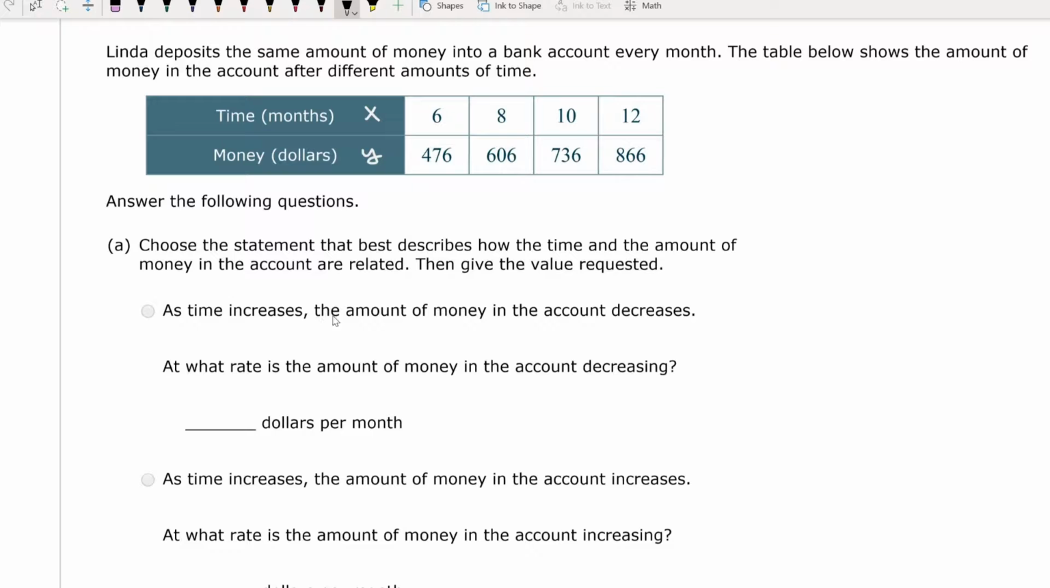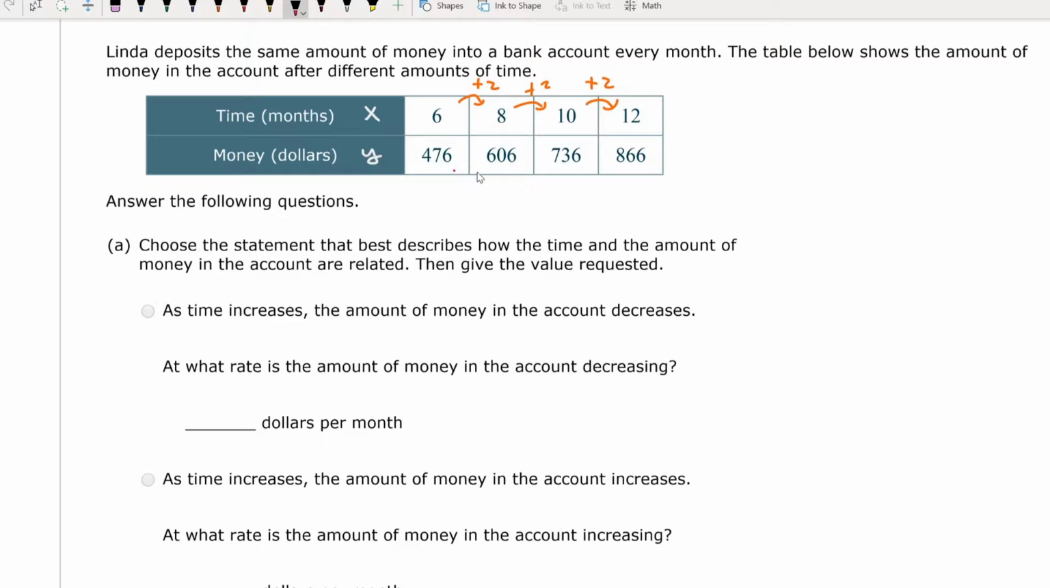So as time increases, the amount of money in the account decreases. Or as time increases, the amount of money in the account increases. So we're going to look at a pattern. 6, 8, 10, 12. It is increasing by 2, right? So that's 2 months. They check the bank account every 2 months.